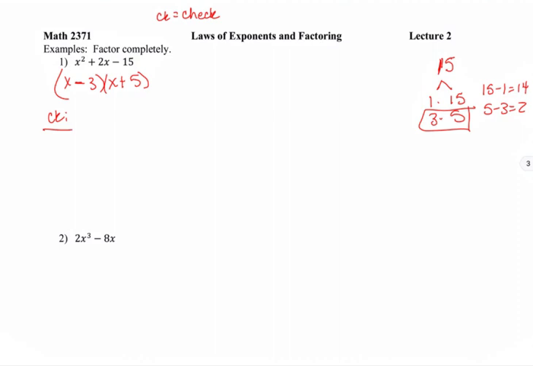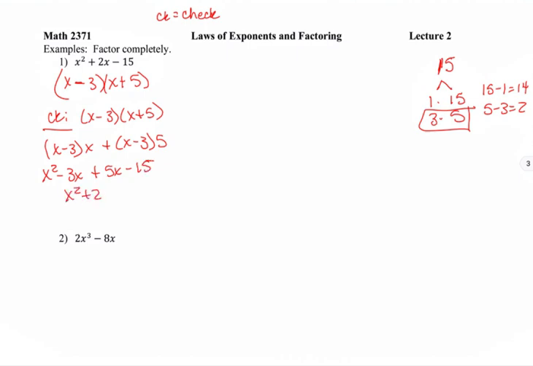To check these, like I said, I'm going to use the distributive property twice. So I have (x minus 3) times (x plus 5). That's (x minus 3) times x plus (x minus 3) times 5. So that's x squared minus 3x plus 5x minus 15, which is x squared plus 2x minus 15. Now I realize that all of you have heard of FOIL: first, outer, inner, last.